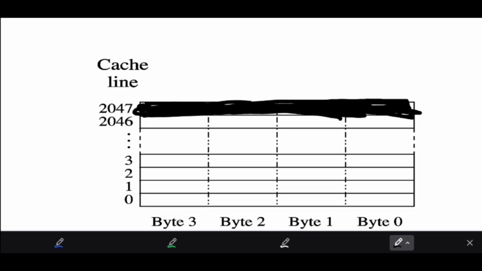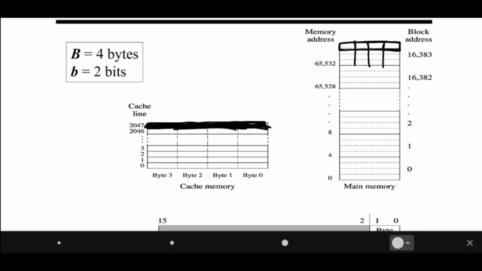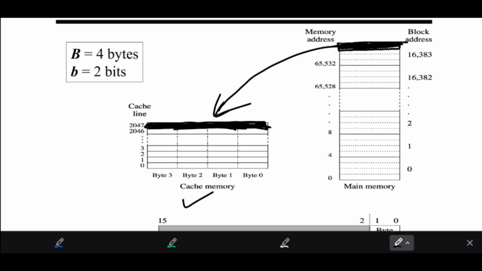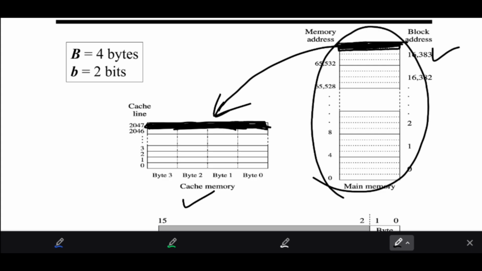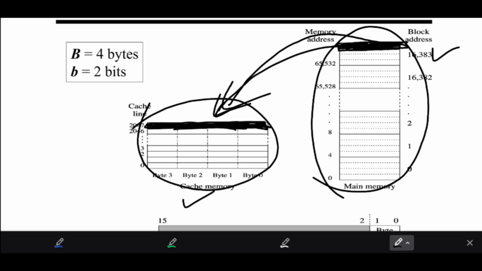Is it clearer that the whole memory block is stored in the cache line? This is a cache memory, smaller compared to the main memory. There are millions or billions of addresses, but the cache has limited addresses, and a memory block can be fully loaded inside a cache line.